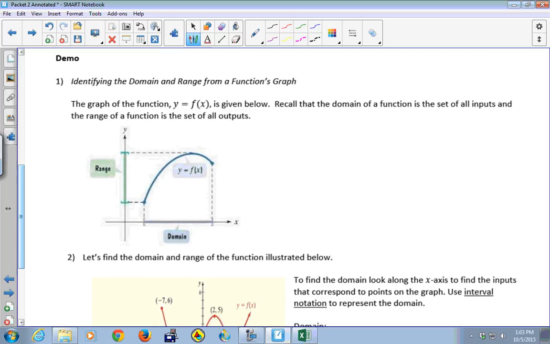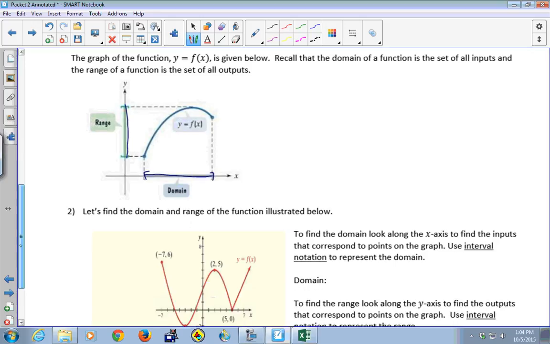Okay, so identifying the domain and range from a function's graph. We talked about domain and range last class. Domain was the set of all x values or inputs, and range is the set of all y values or outputs. So domain is all the x's that the graph lives on. Here's my graph. All the x's that it covers are the domain, and all the y's that it covers would be the range. So let's look at an example.